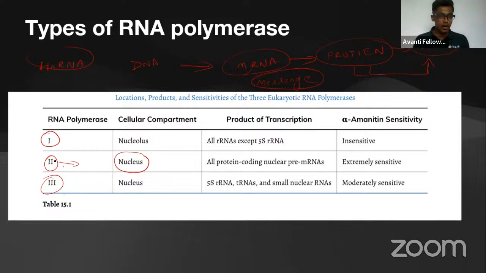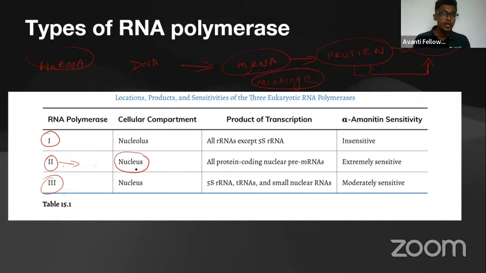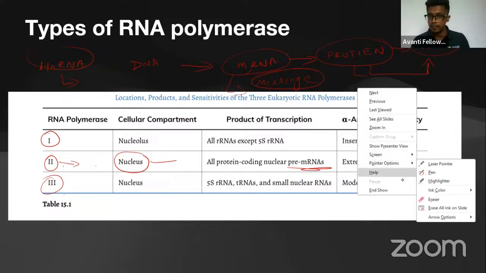So what is the function of RNA polymerase 2? Where it is found is very, very important. It is found in the region of the nucleus. What is the function? It produces all pre-mRNA. Pre-mRNA is called hnRNA, or mRNA in prokaryotes, which is responsible for the production of proteins. Is it clear? Chalo. Now, what's the next one?